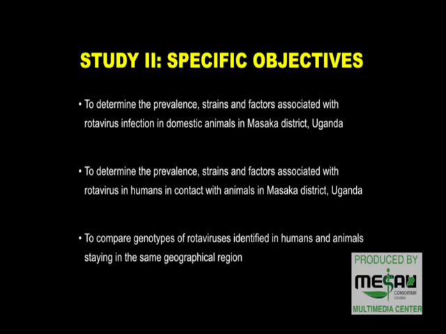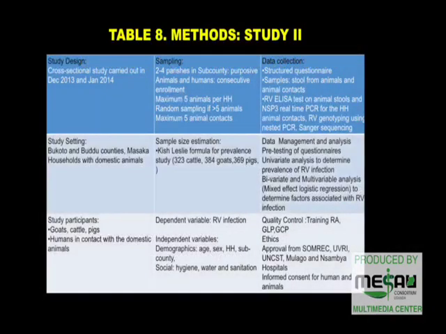and to compare the rotavirus genotypes in the animals and humans in Masaka, because they're staying in the same geographical region. So this was also a cross-sectional study. It took place in December 2013 and January 2014. It took place in Masaka district, and we studied goats, cats, and pigs, and we targeted younger animals.